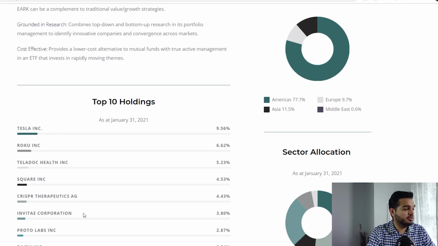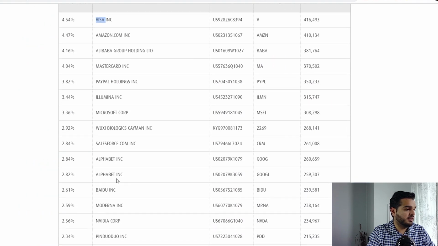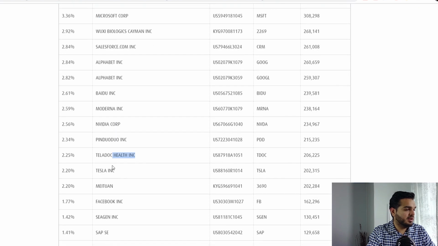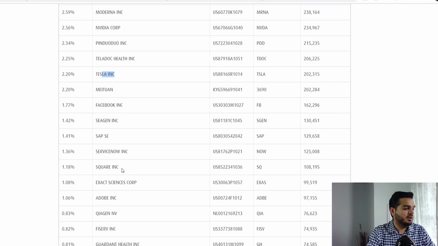That doesn't mean you're not going to get exposure to these entities if you invest in ZIN. So if I expand, you'll see that there are some overlaps. You get Teladoc Health, you do get Tesla, you get exposure to Facebook, you get Square. So there is some overlap. The difference is it's not in the same stacking order.